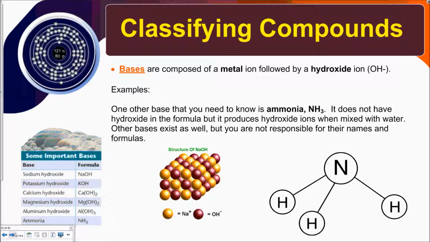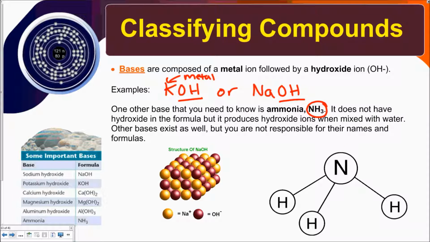And then lastly, we're going to talk about bases. They're composed of a metal ion followed by a hydroxide ion. So the fact that they end with hydroxide identifies them. So we can have potassium hydroxide, or we can also have sodium hydroxide as 2 examples. Notice again that the first ion is a metal, and then the second part is the hydroxide ion, making it a base. One other base you need to know is ammonia, NH3.